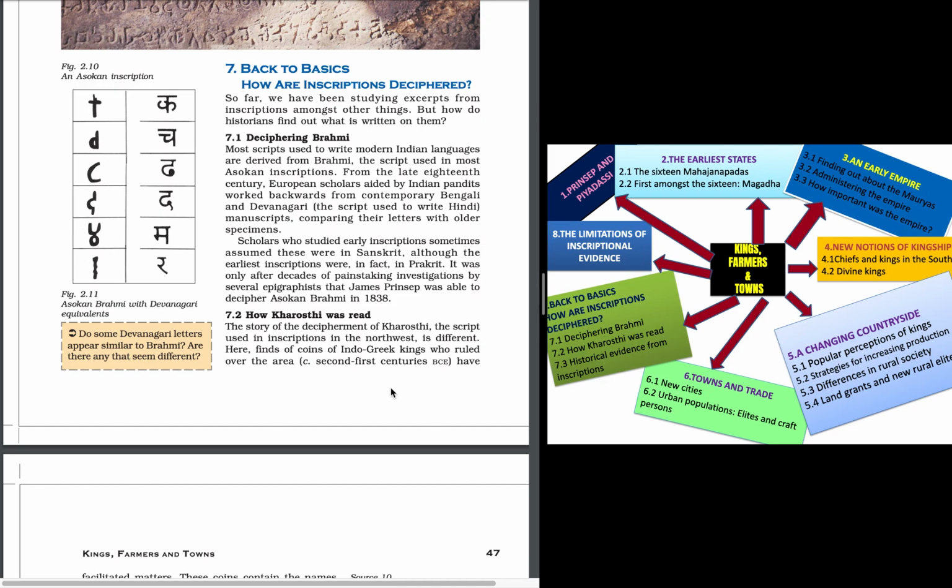Now here I would like to talk about Prinsep. James Prinsep, in 1830, deciphered Brahmi and Kharosthi. Those were the scripts found in inscriptions. So Kharosthi and Brahmi were deciphered, and in those scripts he could find the word Piyadasi.